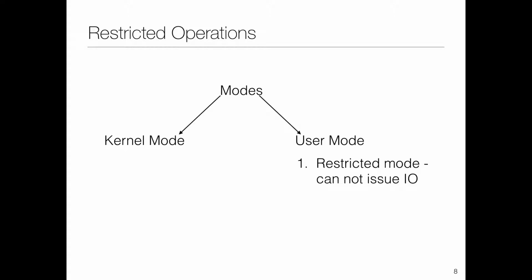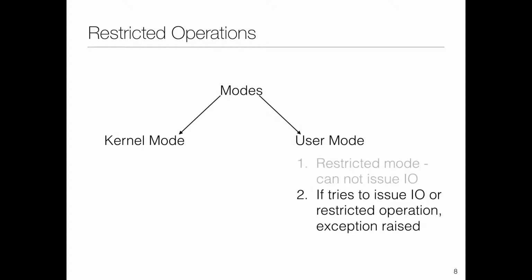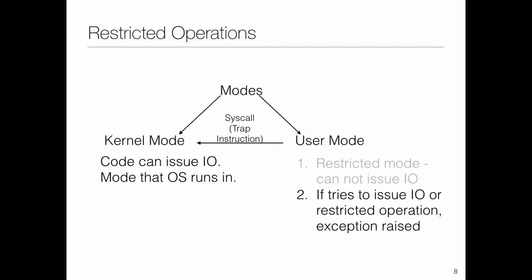In the user mode, the restricted mode, we cannot issue input-output. If we try to do that, it will result in an exception. The program will probably crash or close. But in the kernel mode, we can issue input-output, and this is the mode in which the operating system runs. How do we go from a user mode to a kernel mode? We go via syscall, which is a trap instruction.